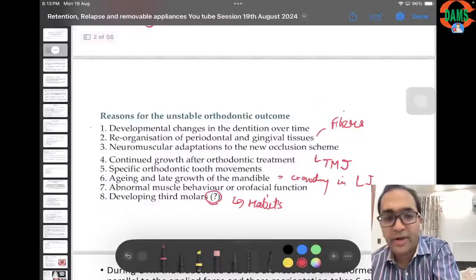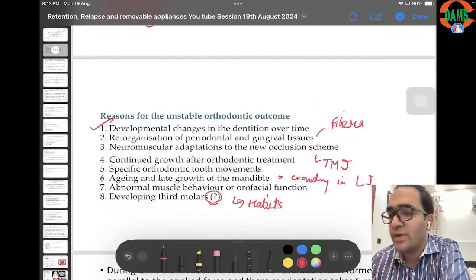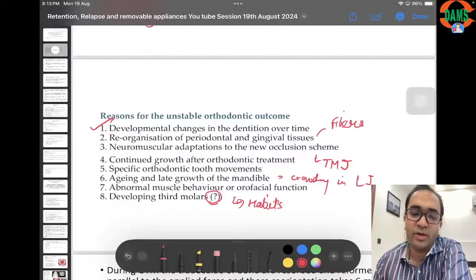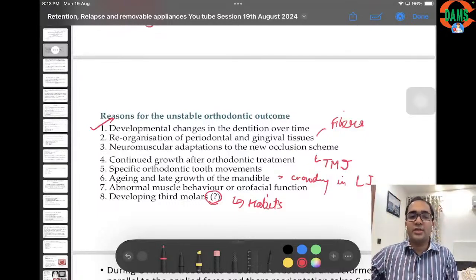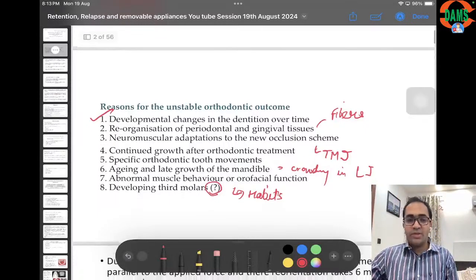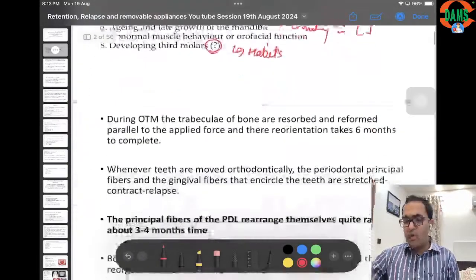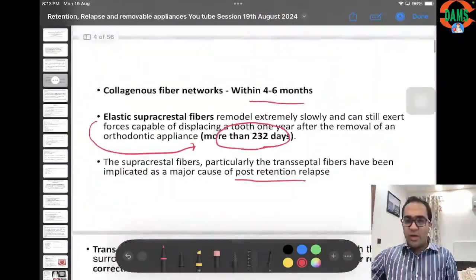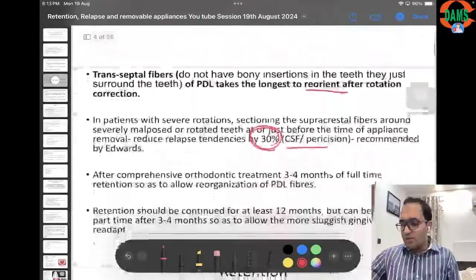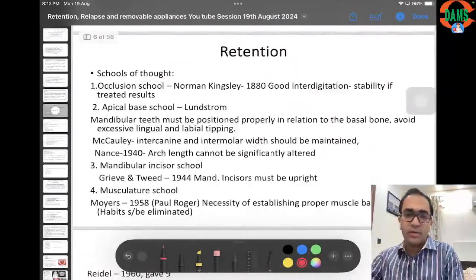that is, developmental changes which occur continuously in the dentition over time. The human body is not in a stable position. It's in a state of constant flux. That's why the latest concept says that there is a need for lifelong retention. But we do not recommend or say that to our patients before beginning the treatment, for obvious reasons. So it was a clinical thing.